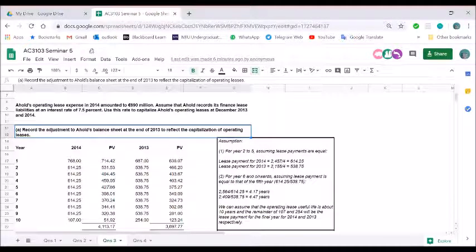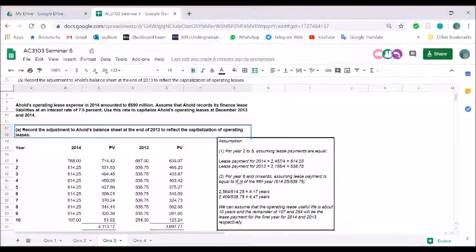And to find the rest of the present value for the rest of the years, we first assume that for year 2 to year 5, the lease payments are equal. And therefore, for each year, the lease payment would be, for 2014, 614.25, and for 2013, 538.75. And therefore, we can find the present value by discounting it according to the interest rate of 7.5%.